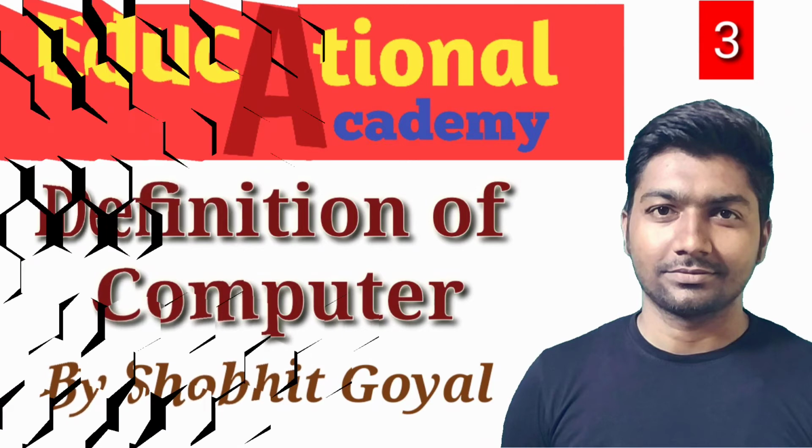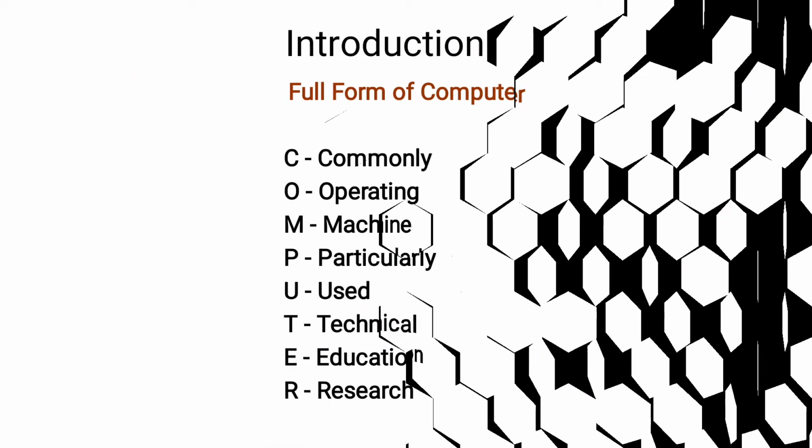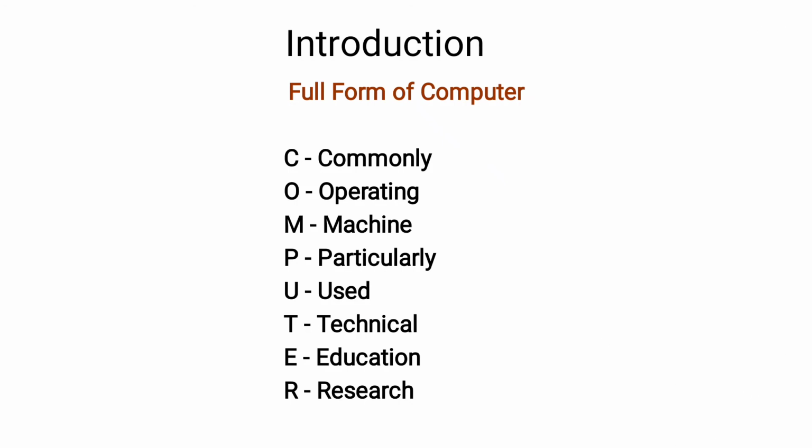Now, in the last class we discussed the full form of computer. So I am just giving a short revision. We saw the full form of computer: commonly operating machine, particularly used for technical education research. Okay, so this is the full form of computer.